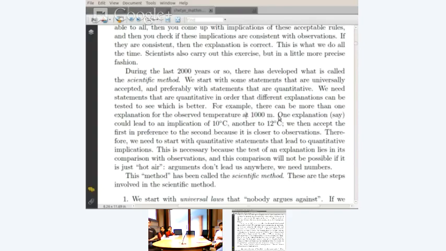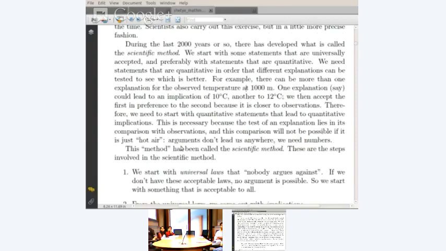Now, it may well be, and this is typical of, in particular, the kind of field we're talking of in geophysical fluid flows, you will come up with explanations that don't give you 8.5 as the answer. Maybe it will be 10 degrees Celsius, maybe 12 degrees Celsius. We then accept the first in preference to the second because it's closer to observations. It's probably more likely to be right. You can't be sure, but it's probably better. So we need to start with quantitative statements that lead to quantitative implications.